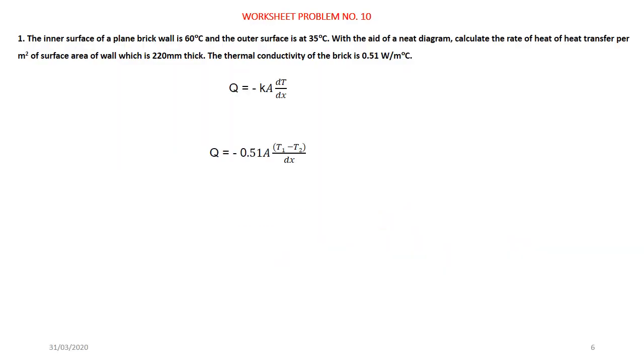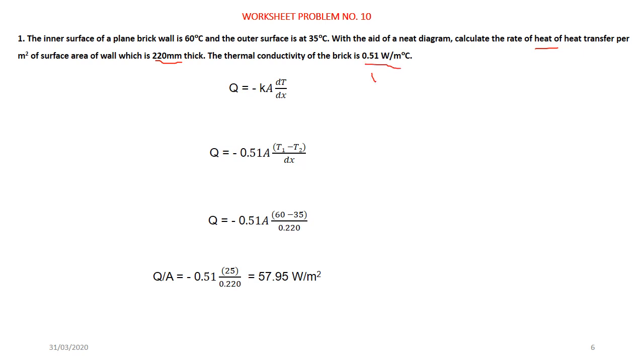So this is a worksheet problem. Worksheet problem number 10, first problem. The inner surface of the plain brick wall is 60 degrees Celsius and the outer surface 35 degrees Celsius. With the aid of a neat diagram, calculate the rate of heat transfer per meter square of surface area of wall, which is 220 millimeter thick. The thermal conductivity of the brick is 0.51 watts per meter degree Celsius.